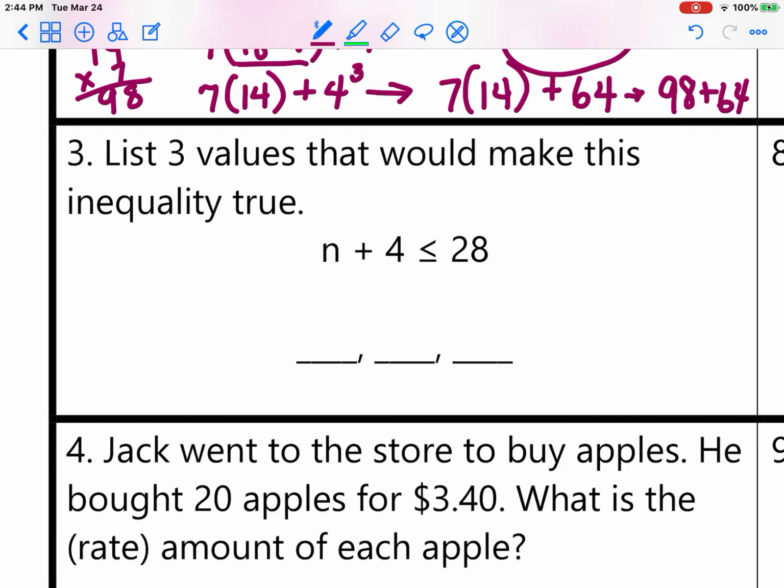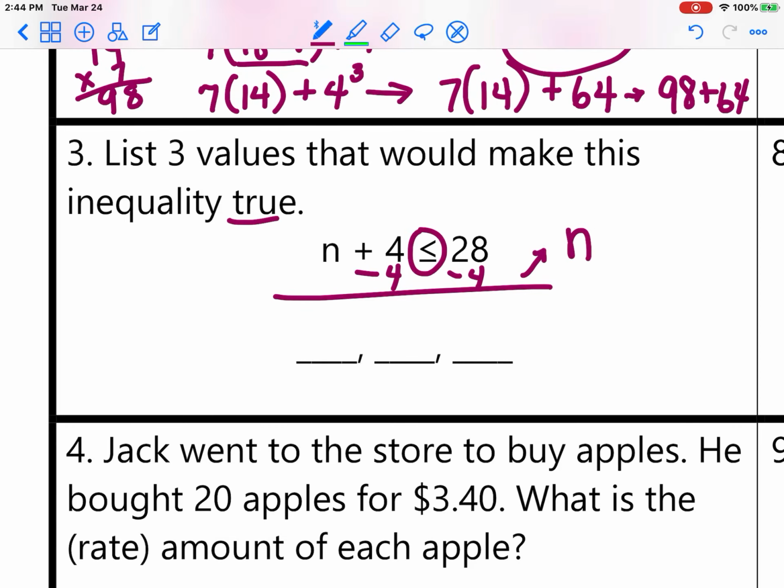List 3 values that would make this inequality true. That means first I have to solve the inequality, which in this case it says n plus 4 is less than 28. I need to find some values that I could substitute for n, but first I have to solve. So the opposite of adding 4 is subtracting 4. So I have to subtract 4 from each side. I'm going to move over here.